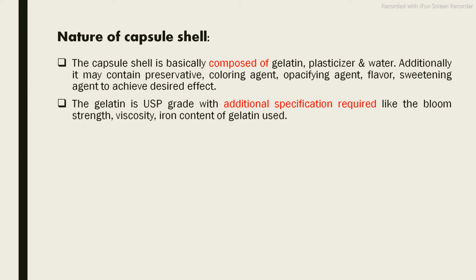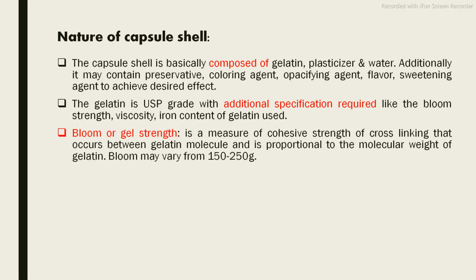Gelatin is a USP grade with additional specification. So apart from the composition, it also has to achieve the following specifications: bloom strength, viscosity, and iron content of the gelatin. So what is the bloom strength? In the previous session, we have already discussed what is meant by bloom strength. Bloom strength is directly related to the viscosity of your gelatin.